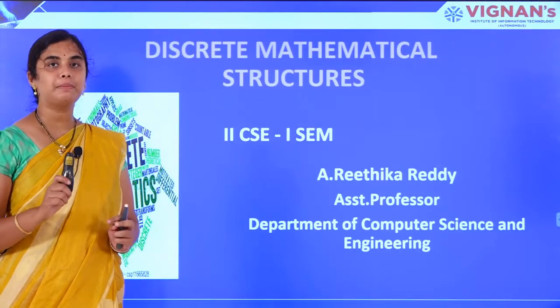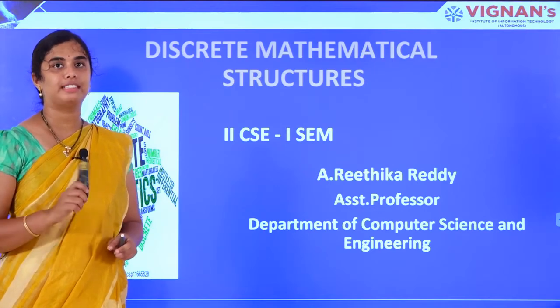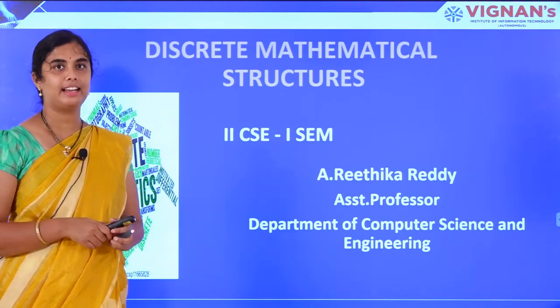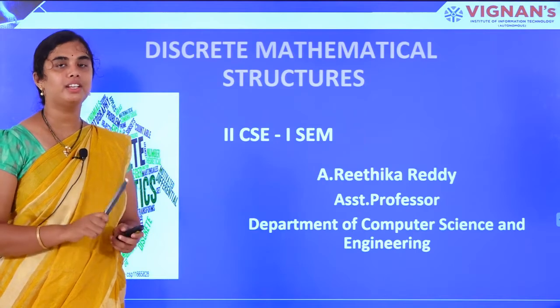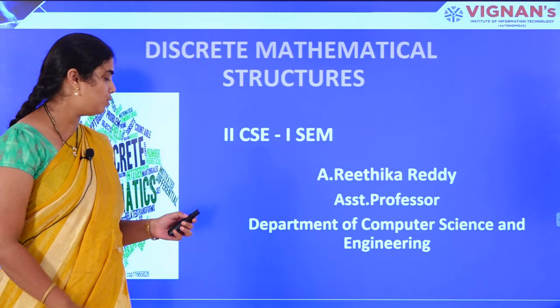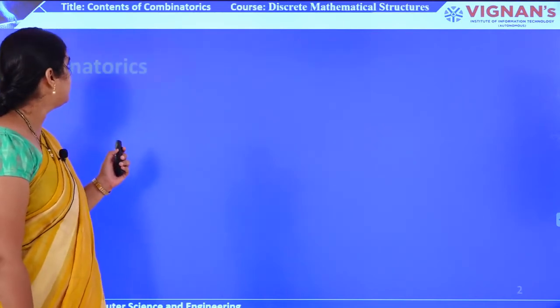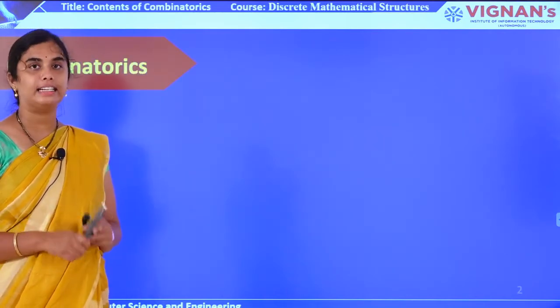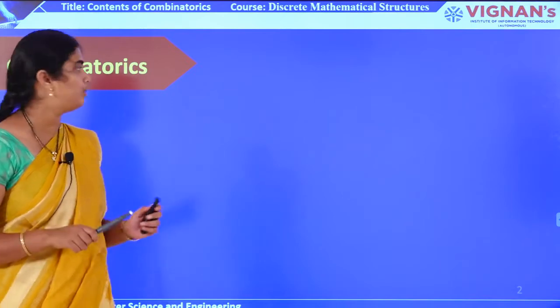Now we have learned the first part of unit 1, which consists of sets and the topics which are related to sets. In this session, you will be knowing about part 2 of unit 1, which consists of combinatorics.